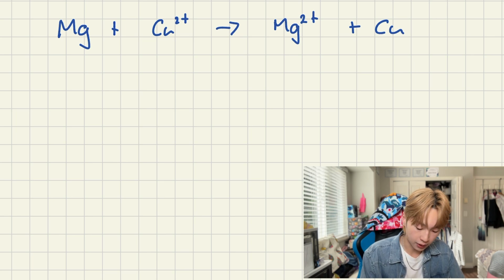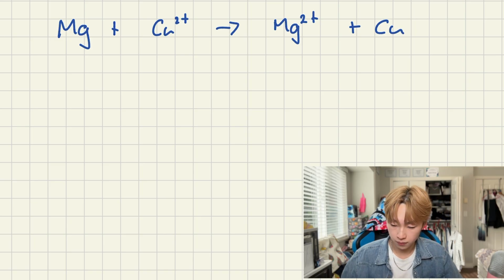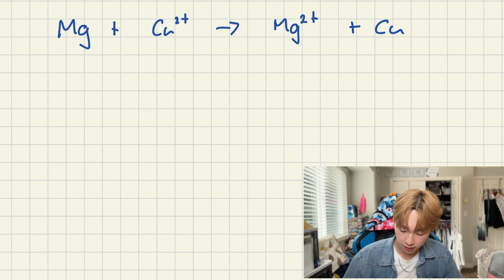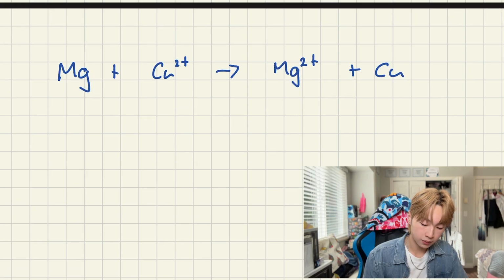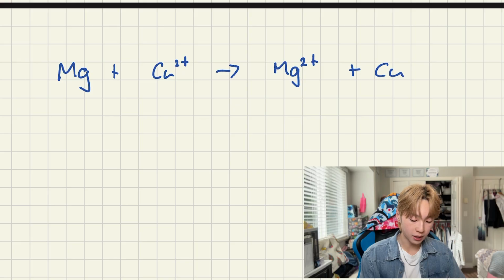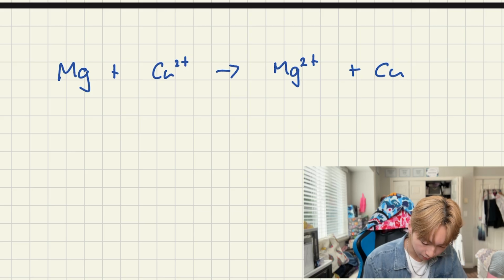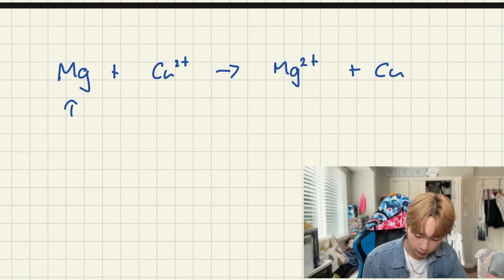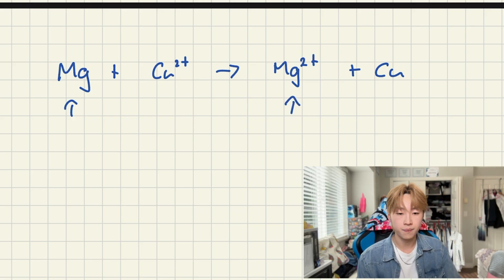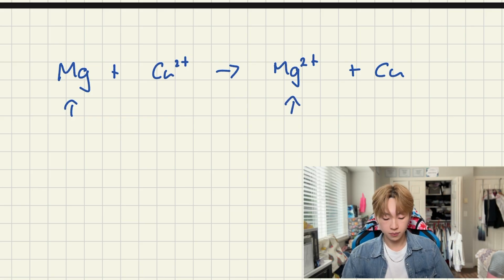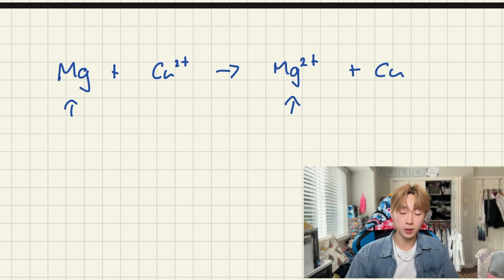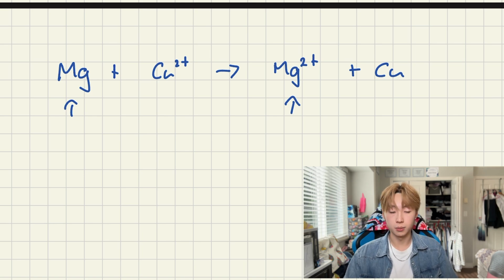And for this example here, let's look for our oxidizing agents and reducing agents. So first we have to identify what's happening here, like what gets reduced and what gets oxidized. The first thing I see is that our magnesium here, which is originally neutral, becomes magnesium 2+. So the charge went up. It went from 0 to +2.